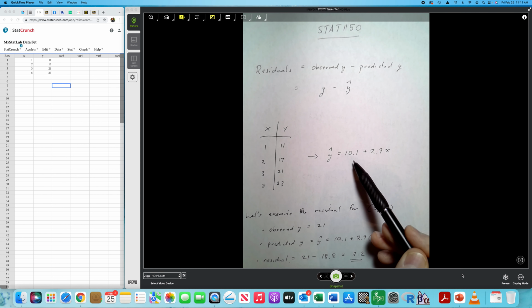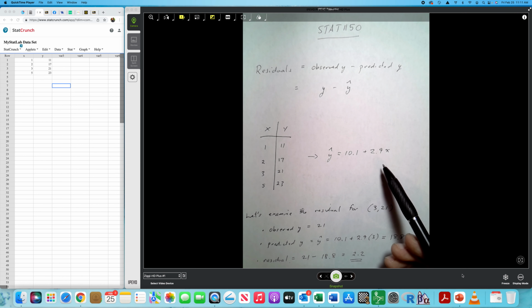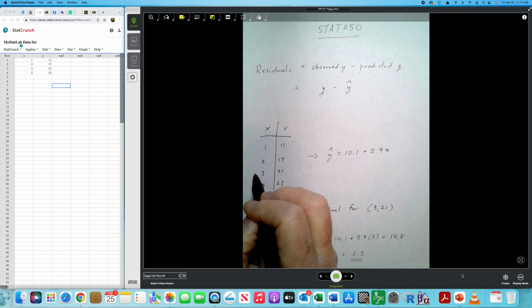Sorry about that. I should have gone out to about 3 places for technical accuracy, but let's just go with this. It keeps it simple. So let's examine the residual for the point (3, 21).